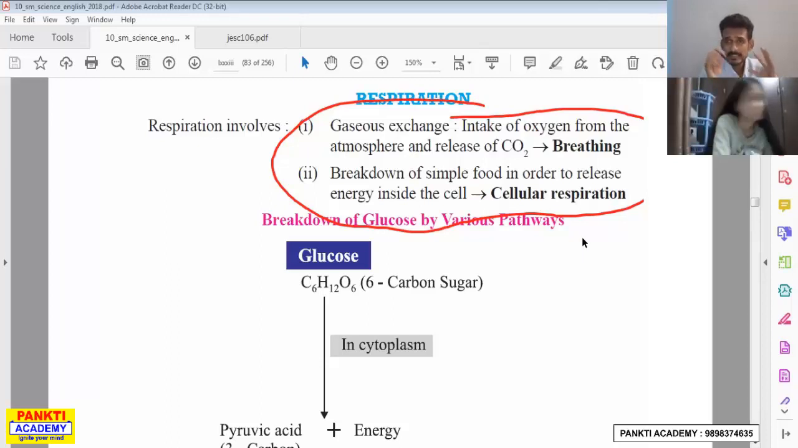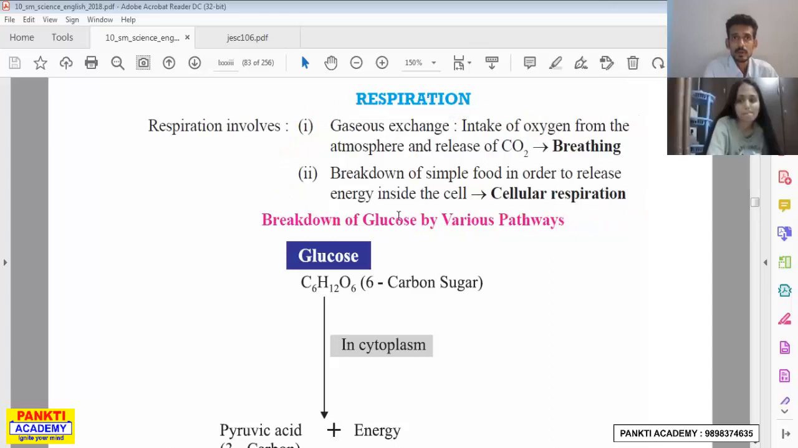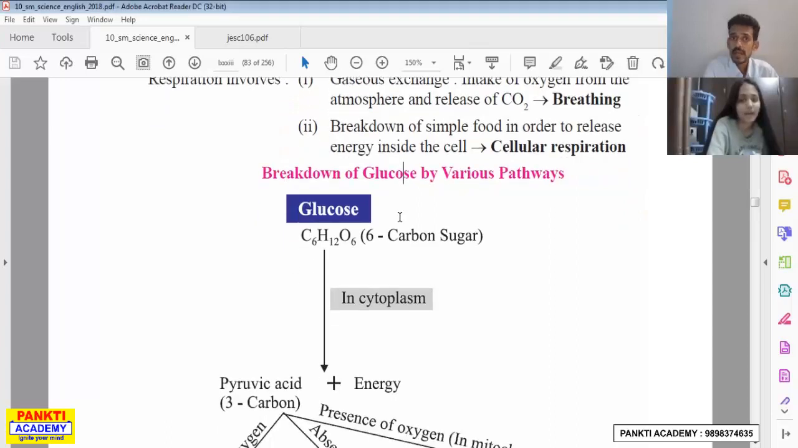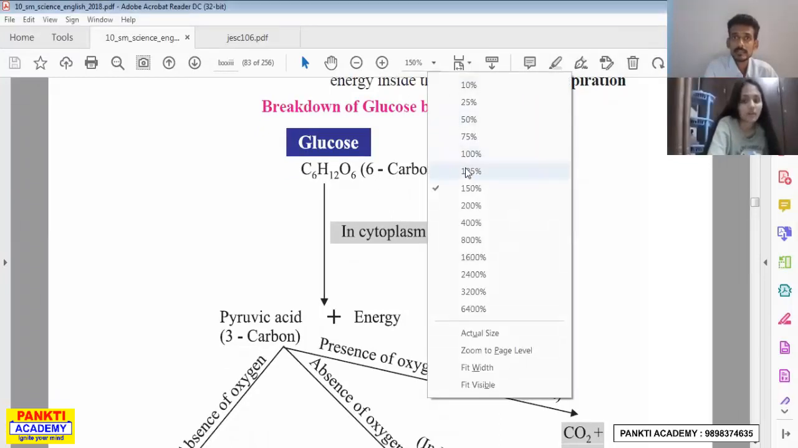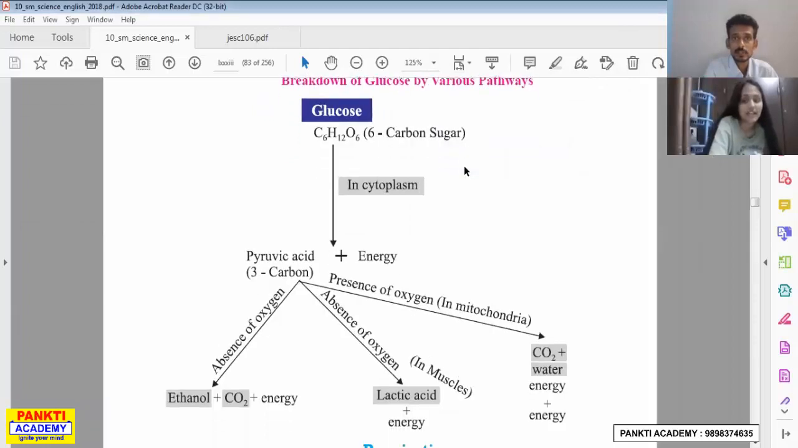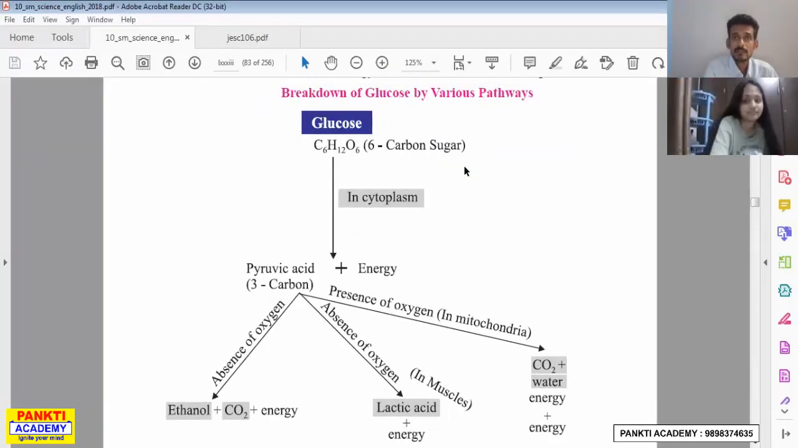So, in a cell, breakdown of glucose happens. Which step happens here? This is given here, you can check. Breakdown of glucose by various pathways in a cell. Where does this happen? In the cell, to break down by various pathways.